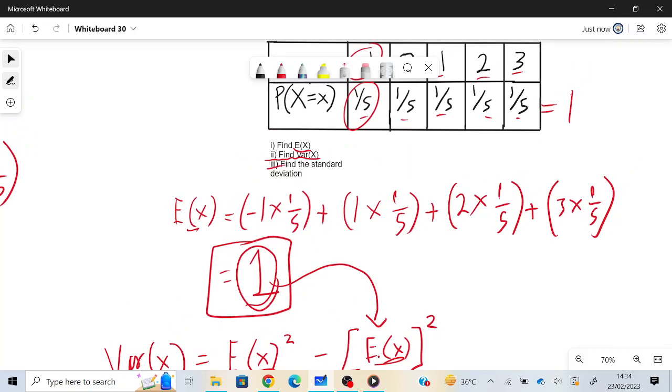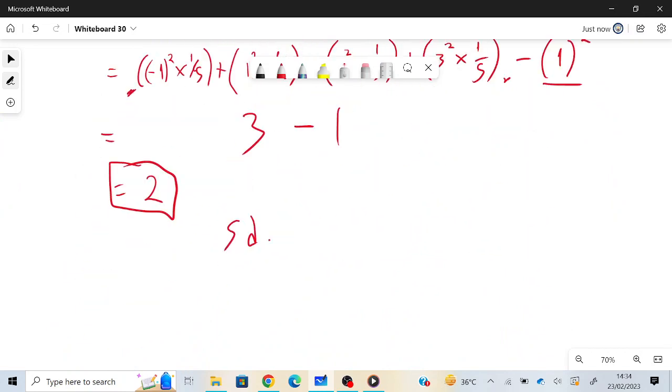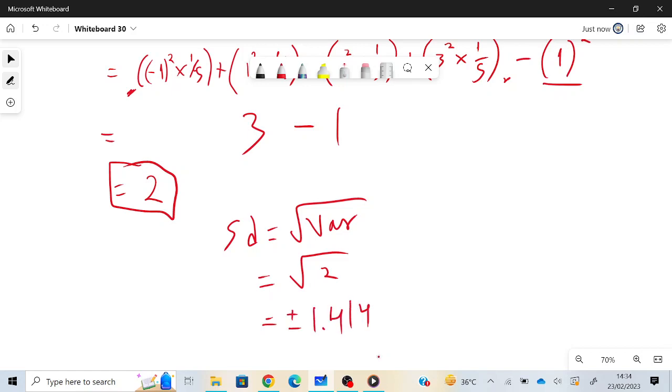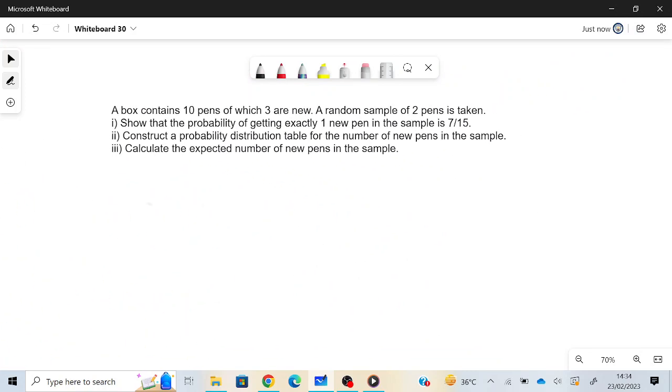And the third part says find the standard deviation, and as I said before, standard deviation is nothing but the square root of your var. So in this case it will be square root of 2, and this is plus minus 1.414 to 3 decimal places. The question can specify if your standard deviation value is positive or negative, but just to be safe, always include the plus and minus. So that's the solution for that question. On to the next example.